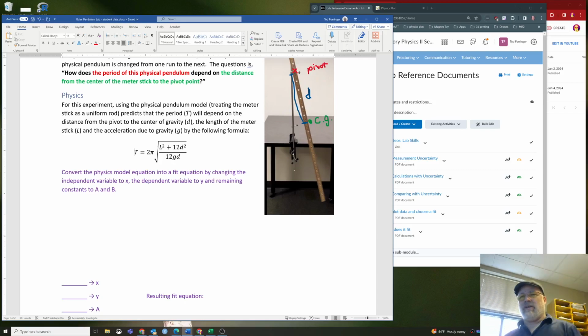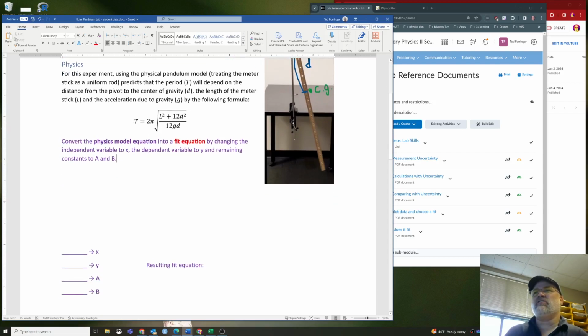So the first thing we have to do in every lab is take this physics equation, I call it the physics model equation, and the physics model equation is given to us here. But we need to convert this into what I call a fit equation. A fit equation should be the same equation, but written in a way that a computer can understand. A computer doesn't know what L is, and it doesn't know what D is, and it doesn't know what G is. So we need to change this equation into a fit equation.